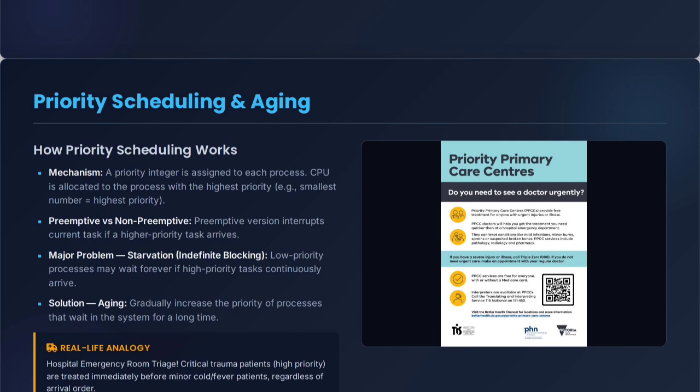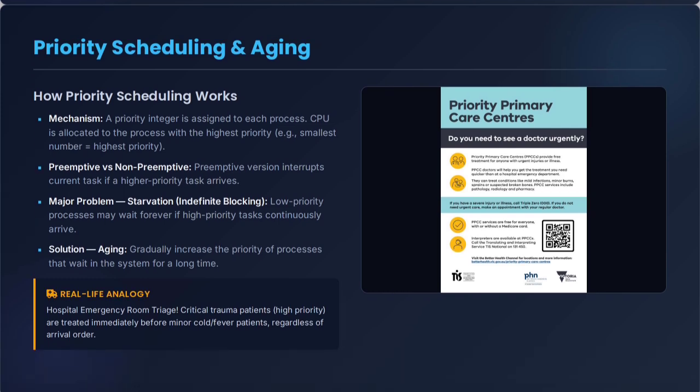Priority scheduling. Each process is assigned a priority number, and the CPU allocates the process with the highest priority. Usually a lower number indicates higher priority. It can be either preemptive or non-preemptive. Suppose a real-life example: a patient arrives at a hospital emergency room.